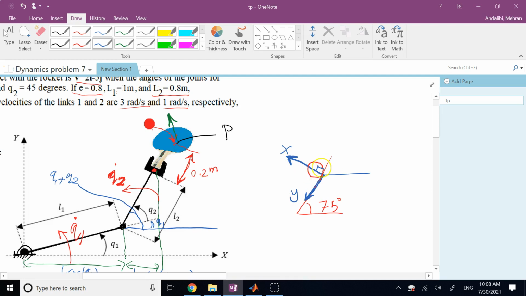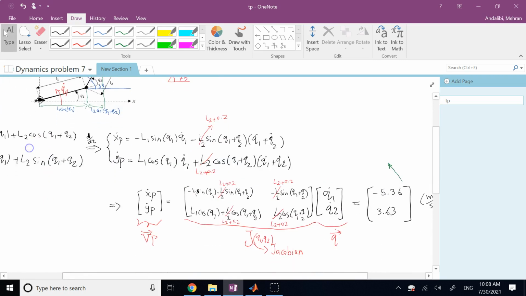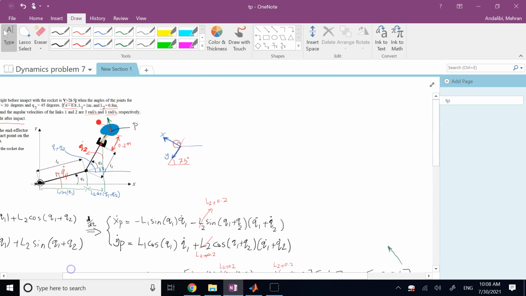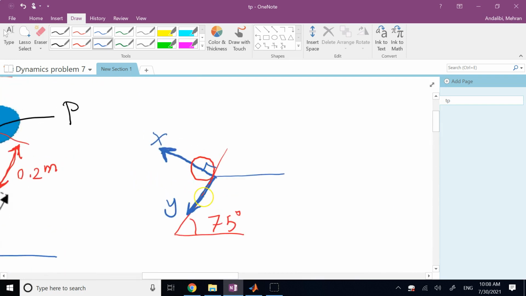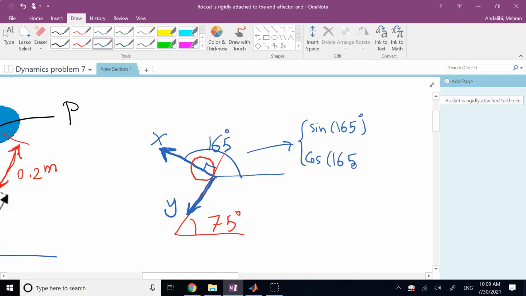Well, the rocket has these components, negative 5.36 and 3.63. Is that aligned with x or y? Probably not, because as I said, this whole angle is 165 degrees. And if we find the cosine and the sine for 165, or the tangent of 165, it can tell us whether any of the velocities are in line with it or not, which shouldn't be.